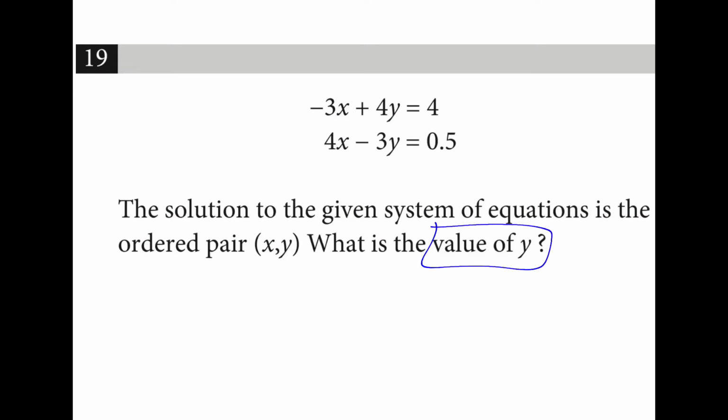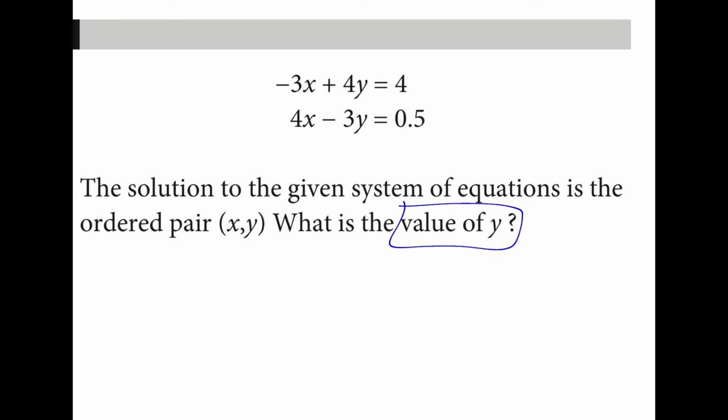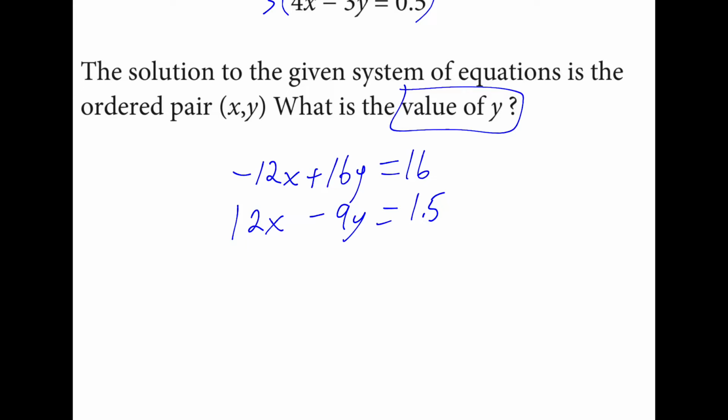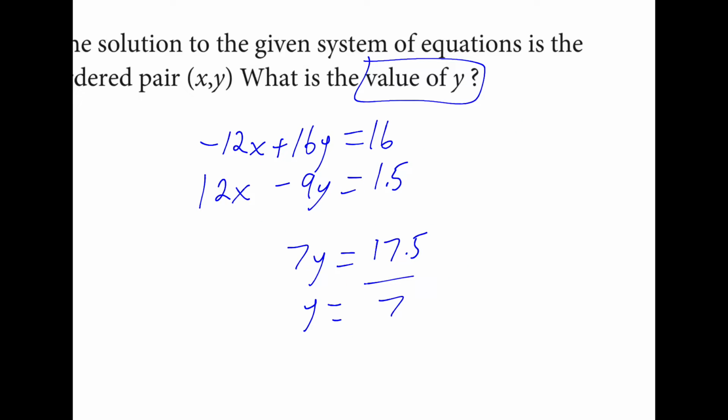What is the value of y if x, y is a solution? So I want to get rid of the x's. So I'm thinking 12. If I triple this and I multiply this by 4, my new equations read negative 12x plus 16y is equal to 16. The bottom equation, 12x minus 9y is equal to 1.5. If I add all three columns straight up and down, the x's go away. I'm left with 7y is equal to 17.5. If I divide both sides by 7, this is going to give me y is equal to 2.5.